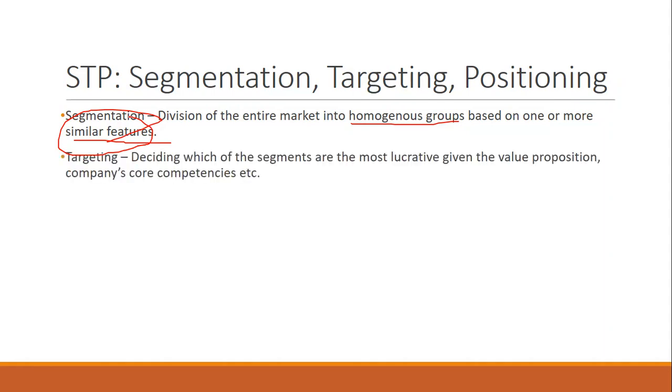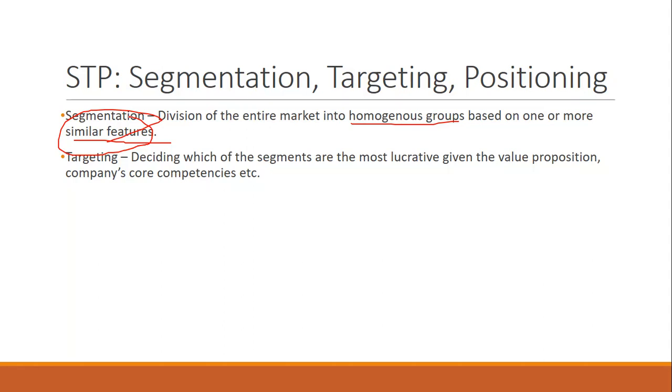Secondly, targeting. This means deciding which of the segments is the most lucrative given the value proposition, the company's core competencies, etc. Once we are done with our segmentation exercise and have identified, let's say, 5 different segments, not all five of those segments are going to be equally profitable. For example, you have identified a low income segment and a high income segment. But you know that given the volumes that you will be selling in both of these segments, the higher income segment is more profitable for you, or the lower income segment is more profitable for you, depending upon your numbers, of course. So in that case, you have to make a call on which segment you are going to target.